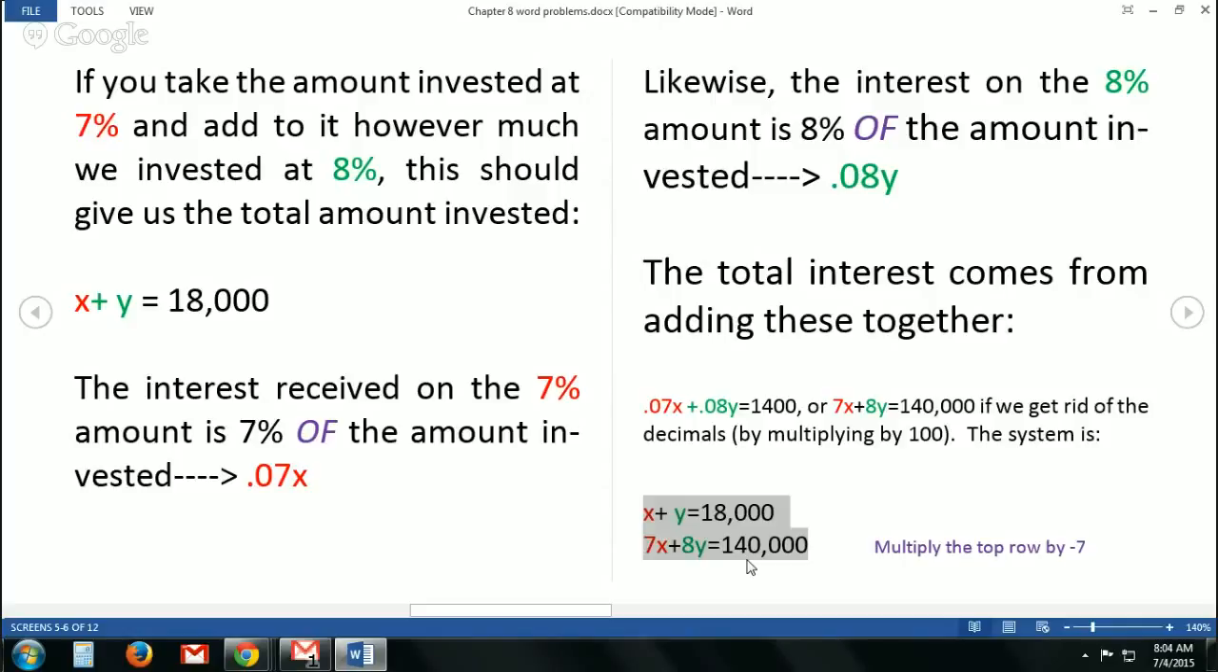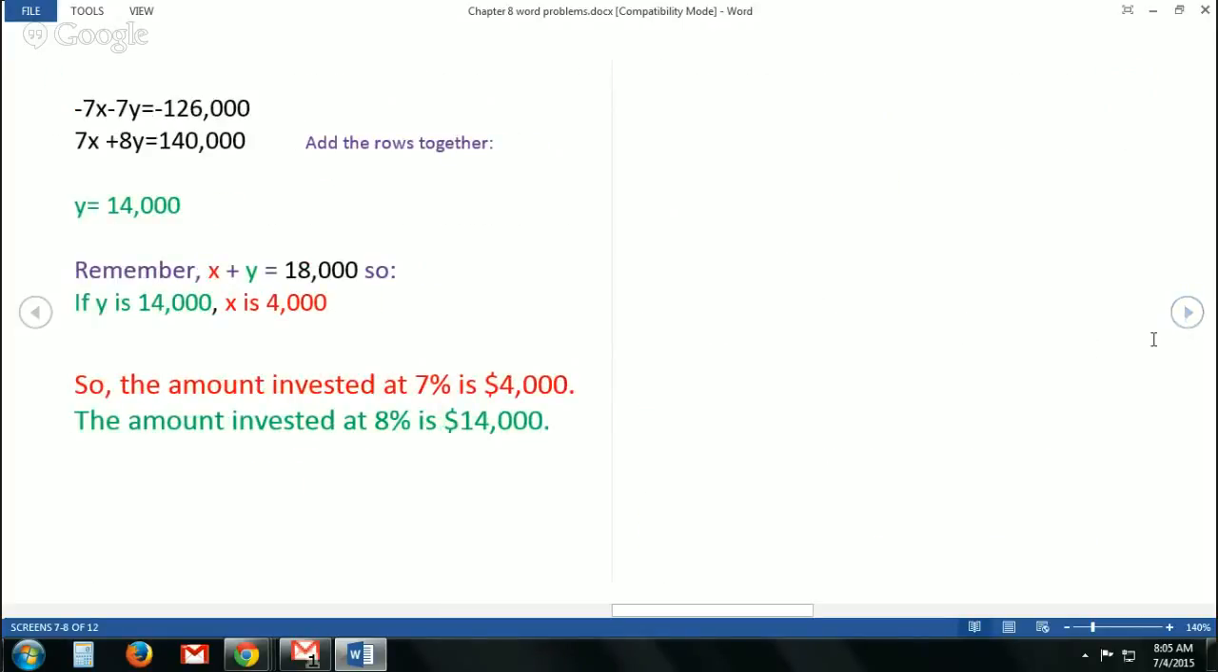I want to do this one using elimination, and I'll do that by multiplying the top row by -7. Can you tell which variable I'm trying to get rid of? If I multiply up here by -7, that will make the x's opposite of each other. Let's see what happens. When we've multiplied the top by -7, it gives us this new top row. Remember, we had to multiply everybody all the way across by -7.